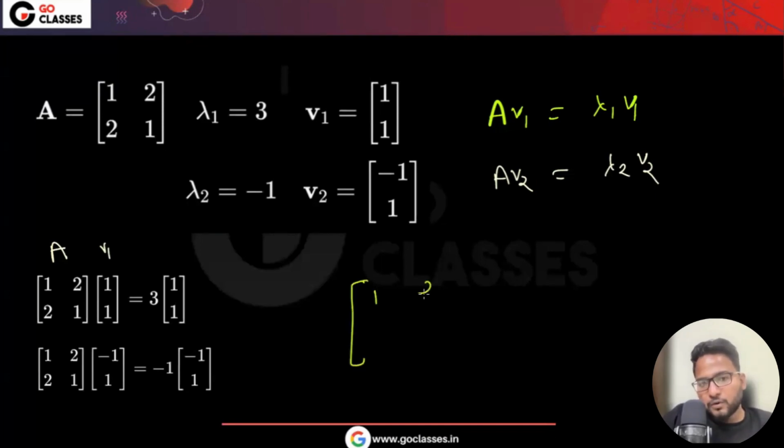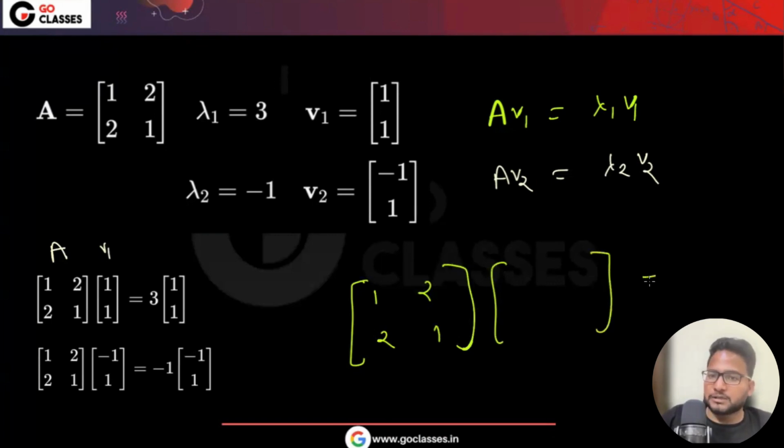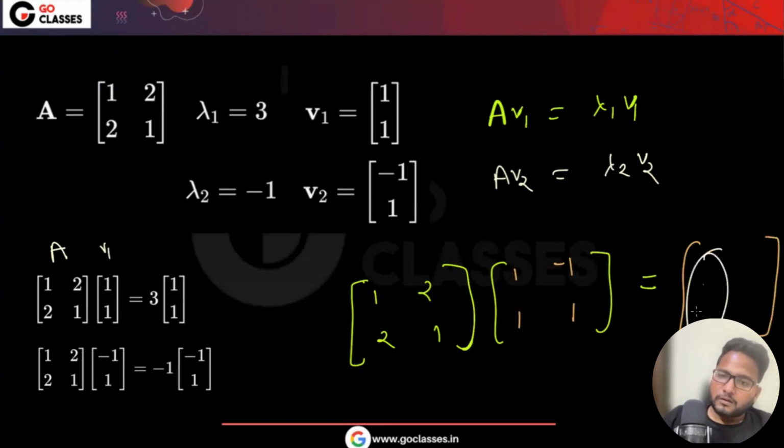A, which is 1, 2, 2, 1, and then both the eigenvectors, which are 1, 1 and minus 1, 1. So what will it be? Can anyone tell me directly what the first vector is? 3, 3, right? And the second vector is minus 1, 1.